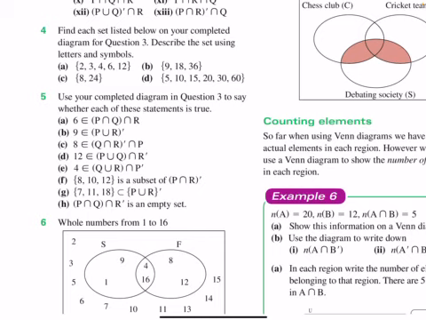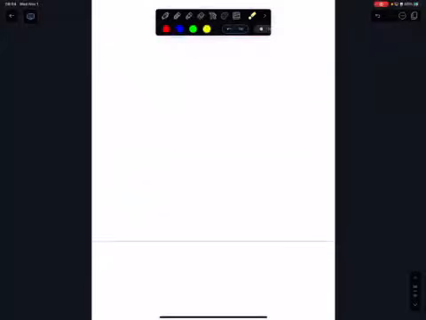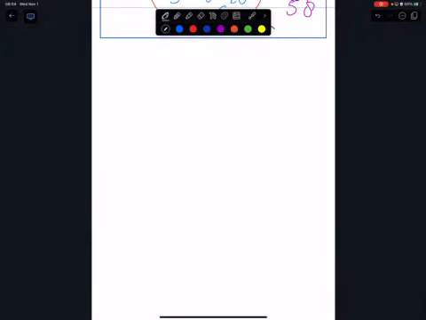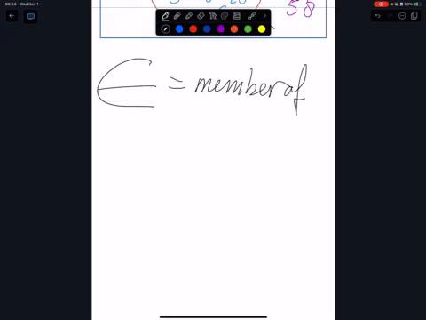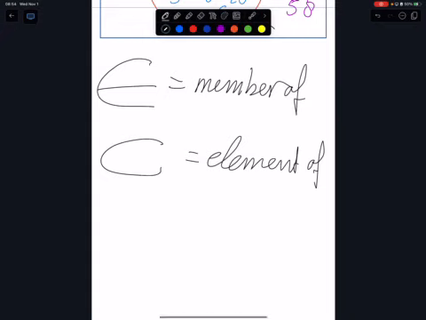Because you also have another one. You also have this, which means member of. And then you have this, which is element of. Technically meaning the same thing. The only difference is member of only has one number. It's only one number. When you see the other one, it has multiple numbers.